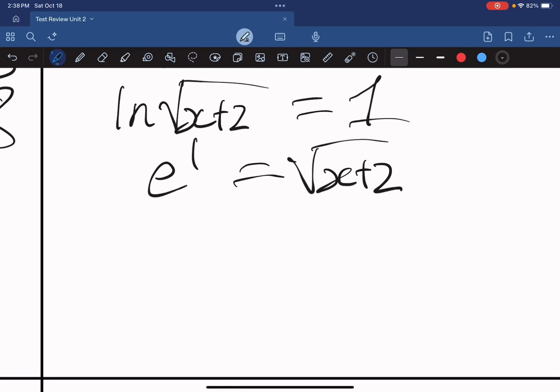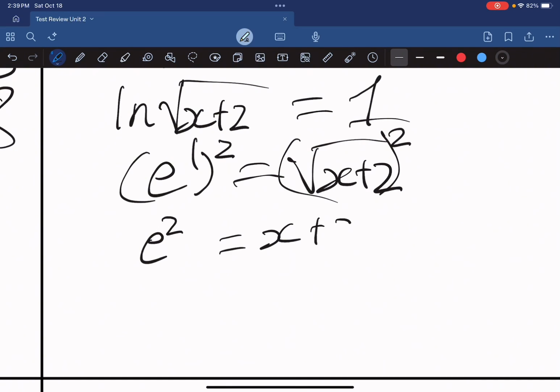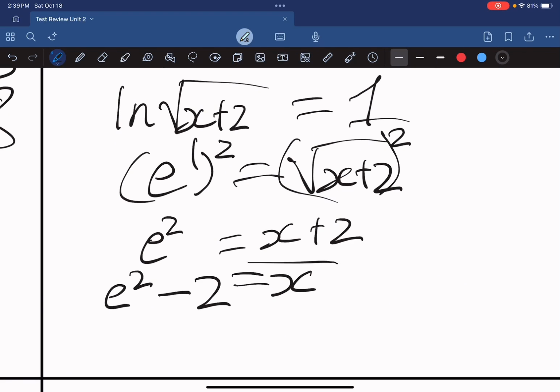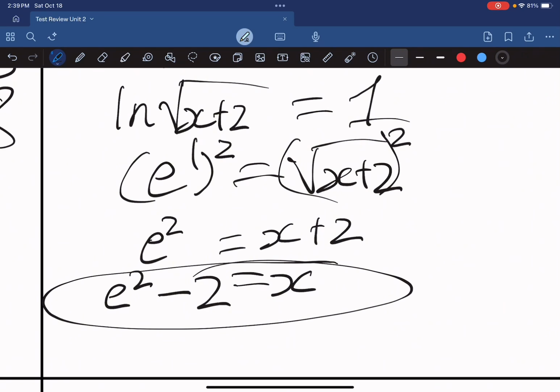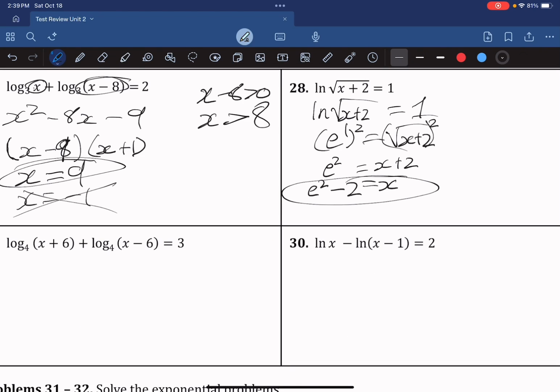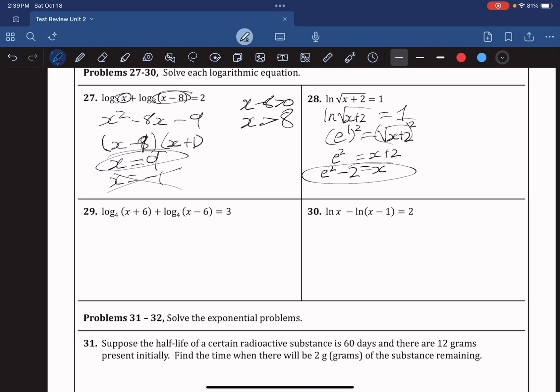So if you want to get rid of the square root, you square it, right? Whatever you do to one side, you have to do to the other. e squared equals x plus 2. x equals e squared minus 2. Easy as that. And since e is an irrational number, because pi is irrational, just leave it as it is, because you can't simplify it anymore.